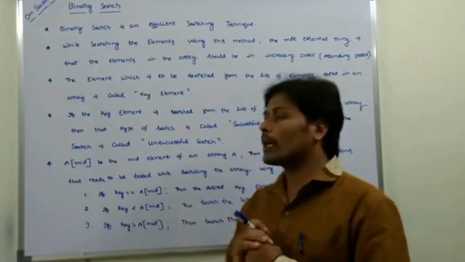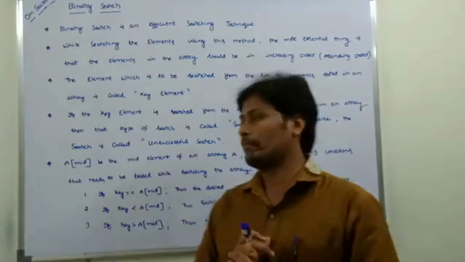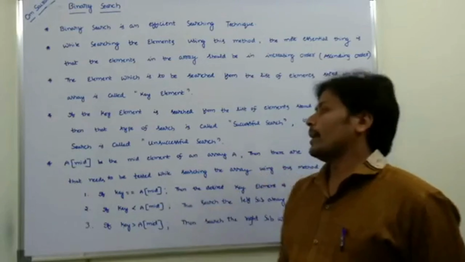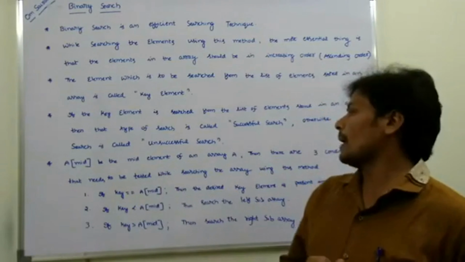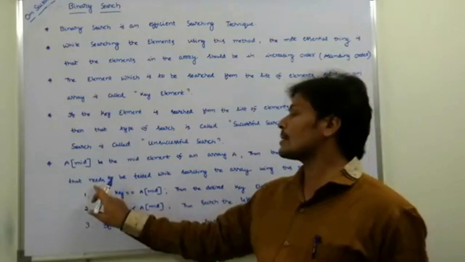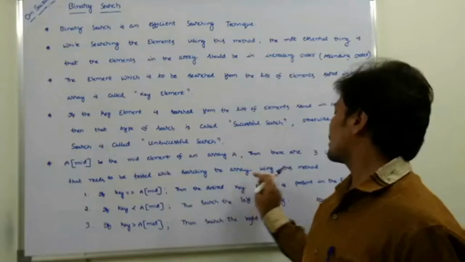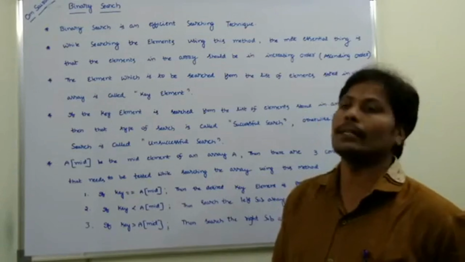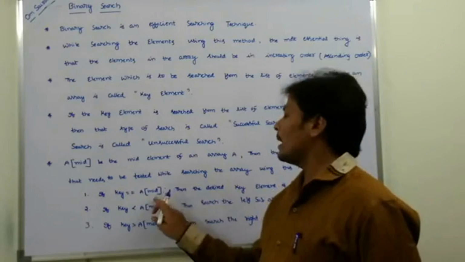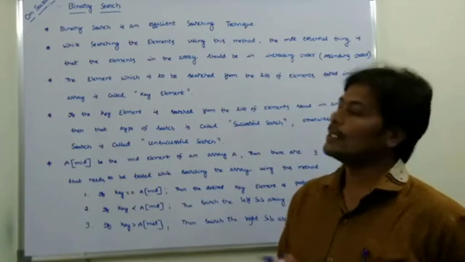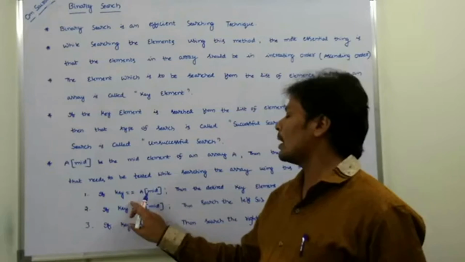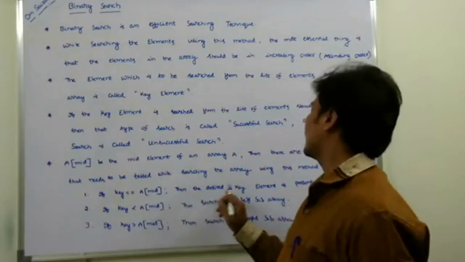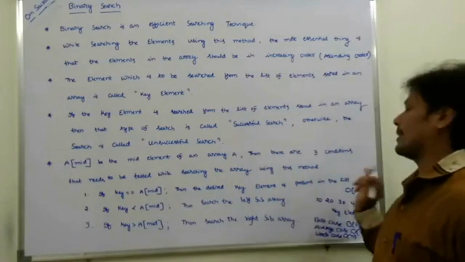Okay, so we are going to one example problem. Here A of mid is the middle element of an array A. Then there are three conditions that need to be tested while searching the array using this method. If key equals A of mid, here A is the array and mid is (low + high) / 2, so our key element is equal to the mid element of the given array. Then the desired key element is found in the list.